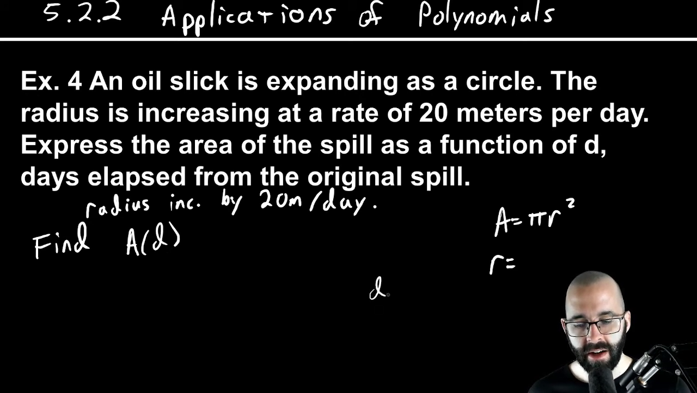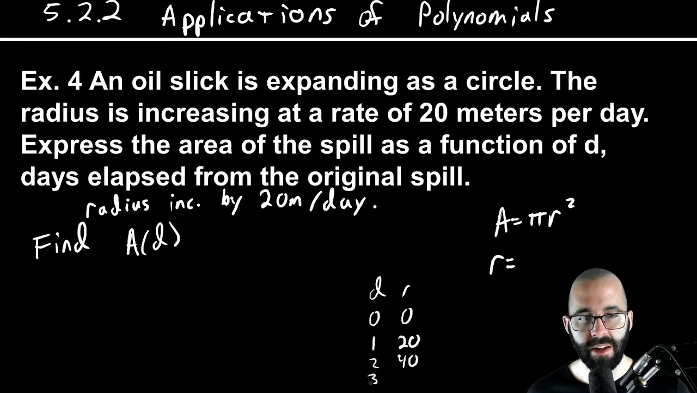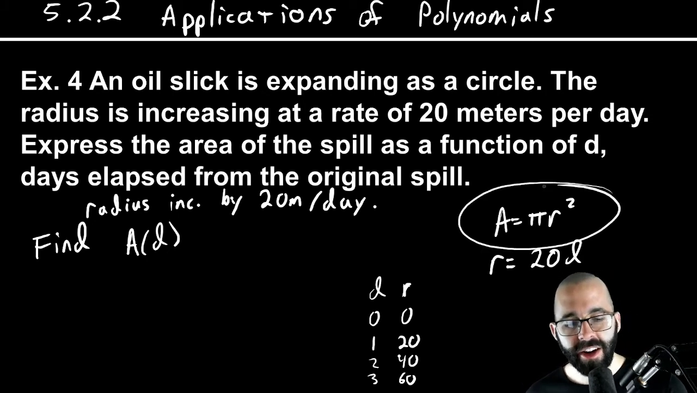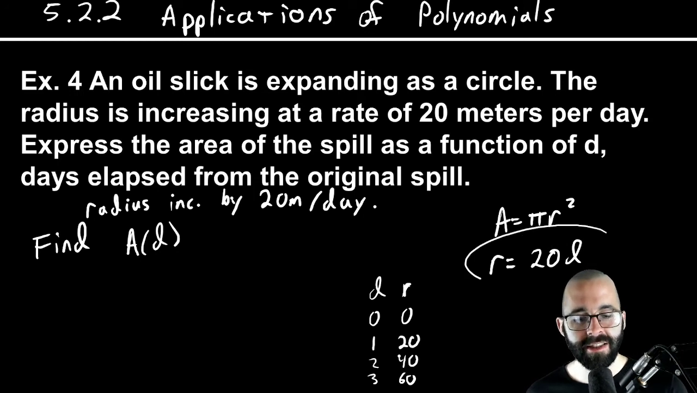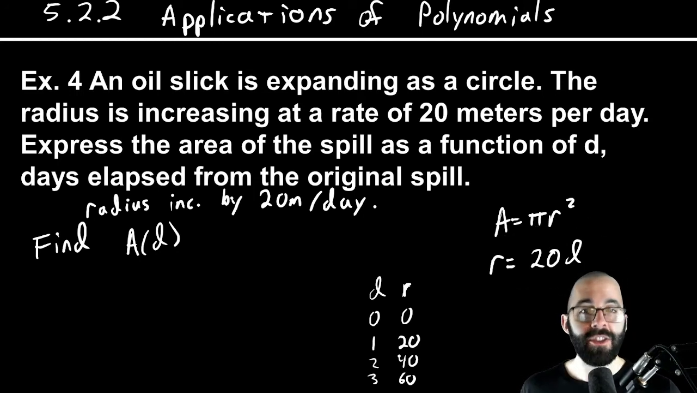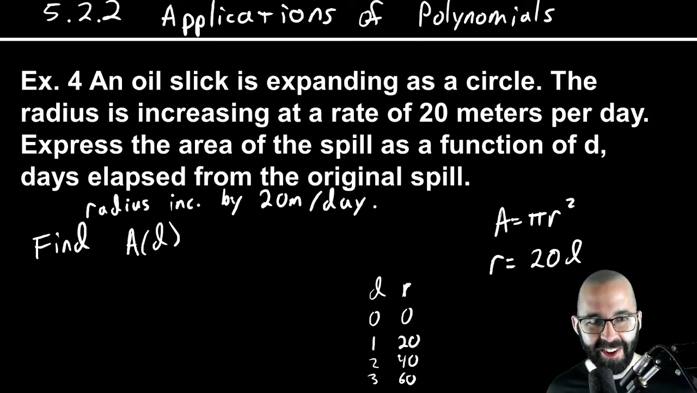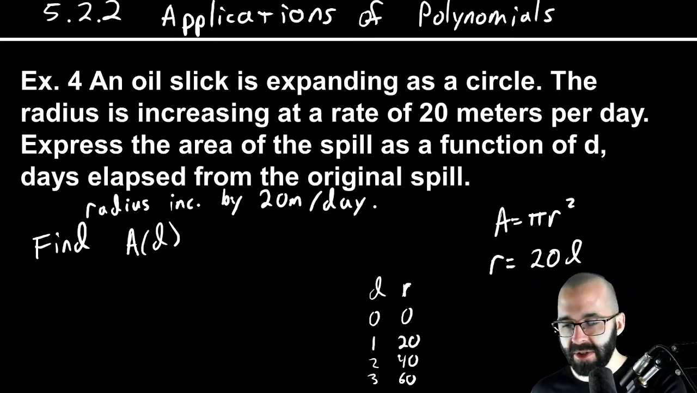So, all right, on day 0, the radius is 0. On day 1, the radius is 20 meters. On day 2, the radius is 40 meters. On day 3, the radius is 60 meters, and so on. How do we write this as an equation? Well, the radius is just 20 times however many days have passed. So I have an area function in terms of the radius. I have a radius function in terms of the days. This is really function composition. This is function composition in action. 3.4, I think, 3.4.